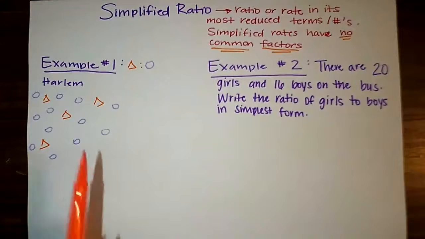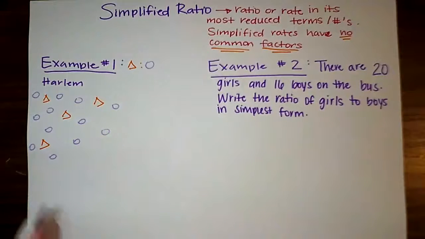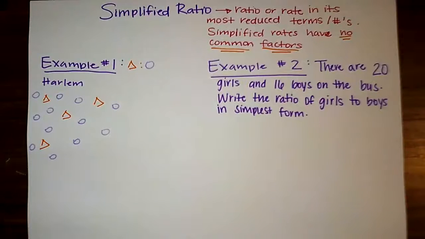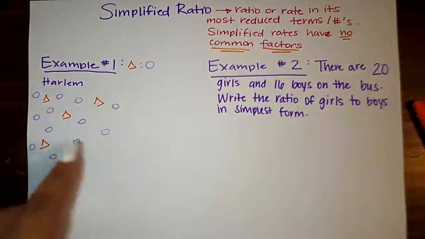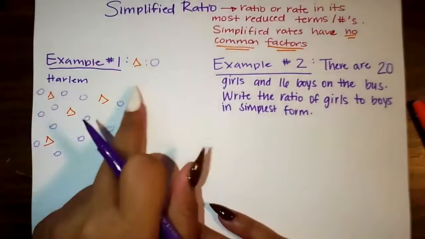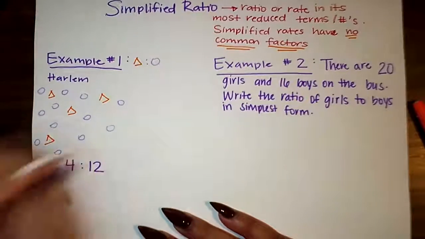We want to know the ratio of triangles to circles in its most simplest form. So Harlem has her bag of triangles and circles, and we want to write that in its most simplest form. So the first thing we want to do is figure out what is the ratio of triangles to circles. Well, if I count it out, I have 1, 2, 3, 4 triangles, and I have 1, 2, 3, 4, 5, 6, 7, 8, 9, 10, 11, 12 circles. So my ratio of triangles to circles is 4 to 12.